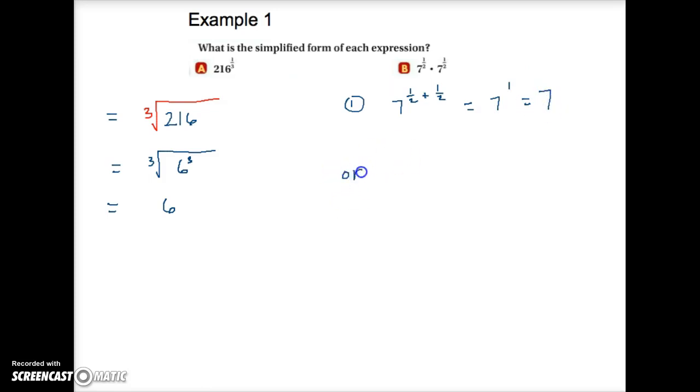Or we can rewrite it as the square root of 7. 7 to the 1/2 power is the square root of 7 times the square root of 7, which we know gives us the square root of 7 squared, or 7. So either way is fine. It's up to you how you want to attempt that.